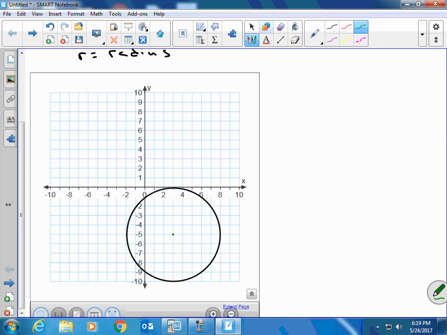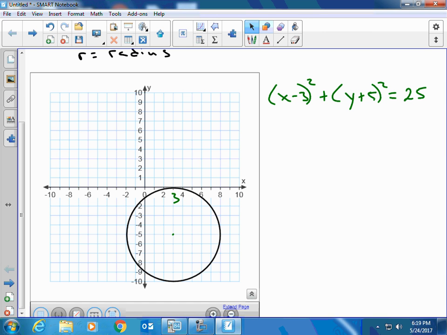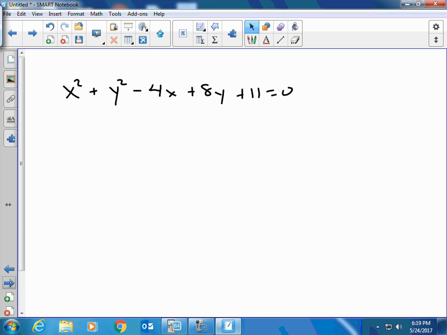Looks pretty good. That's the center. x coordinate's 3, y coordinate's −5. (x − 3)² + (y + 5)² = we just said 5 is the radius, so this is 25. And we're done. All right, that shouldn't be too bad. Let's do one harder. Graph that.